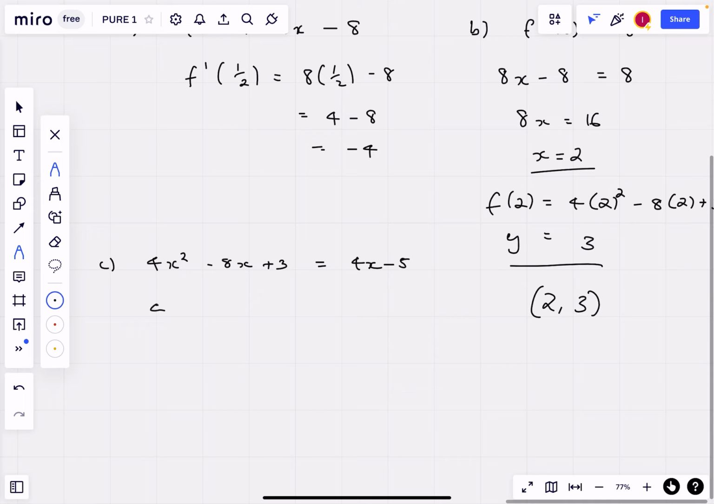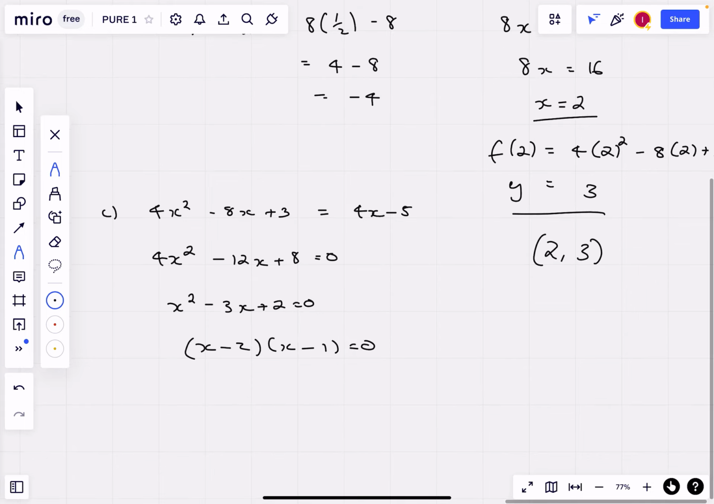So after moving everything around, you should have got something like this. Divide everything by 4. You get that? Factorize and solve. x equals 2, x equals 1.